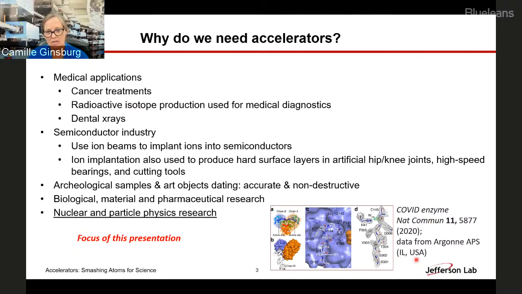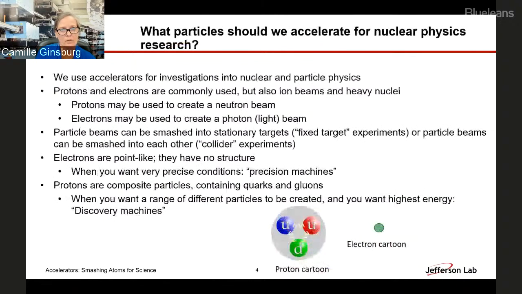You can see here a publication that was made based on data taken at the Argonne Advanced Photon Source in Illinois. But today, my focus is going to be on nuclear and particle physics research, and Jefferson Lab in particular. So if we were going to pick an accelerator for nuclear physics research, what particles should we accelerate? So protons and electrons are commonly used, but we can also use ion beams and heavy nuclei. In addition, protons can be used to make neutrons, and electrons can be used to make photons, or a light beam, a beam of light.